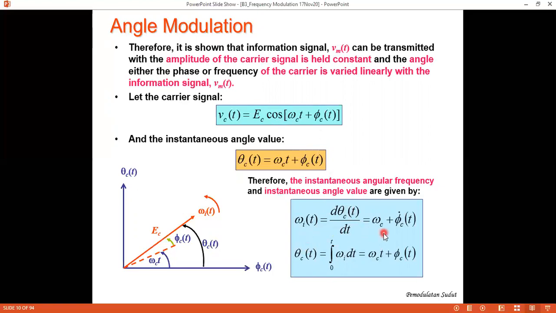Okay, so this is the same as the previous slide. Instantaneous frequency is omega C plus the frequency deviation. The instantaneous angle is equal to omega CT plus the phase deviation part. You have to take note of all the terms. This is instantaneous frequency, instantaneous angle, reference frequency. This one is the frequency deviation, and the one below is the phase deviation.